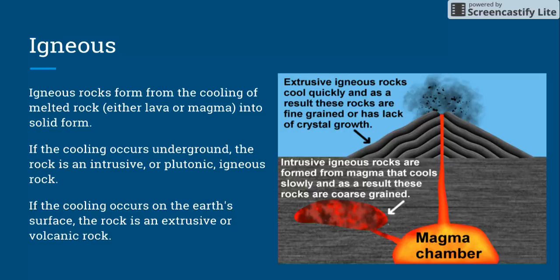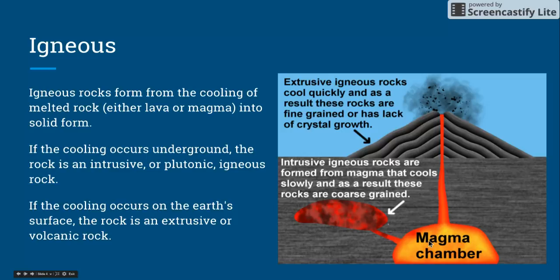So igneous rocks are formed from the cooling of melted rock, either lava or magma, into solid form. So you can have this chamber of magma, and it can come up through a volcano, and this would be extrusive igneous rocks, which cool really quickly on the surface of the earth. And these are really fine grained, and they don't really have a lot of crystal growth.